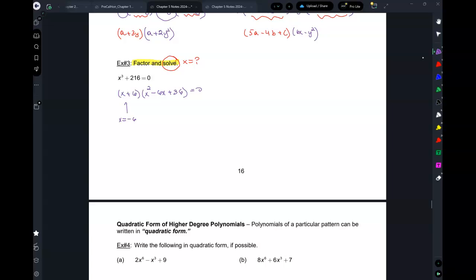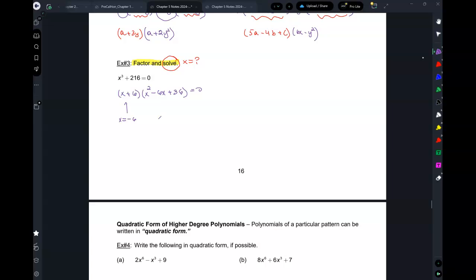Wait, how come in the middle it's negative 6x? I thought you multiplied by 2. Do you? Not for these. That was the binomial. That was the squares on the board. Go back to your notes. Go back to the last page.